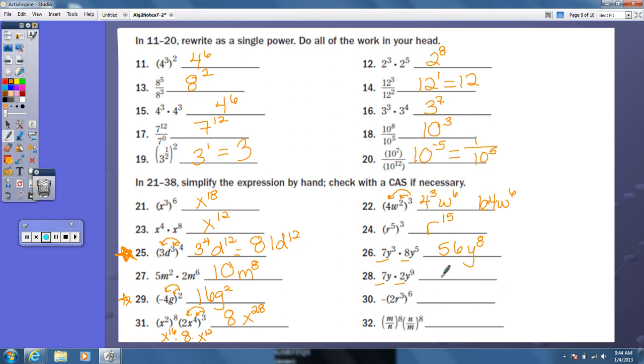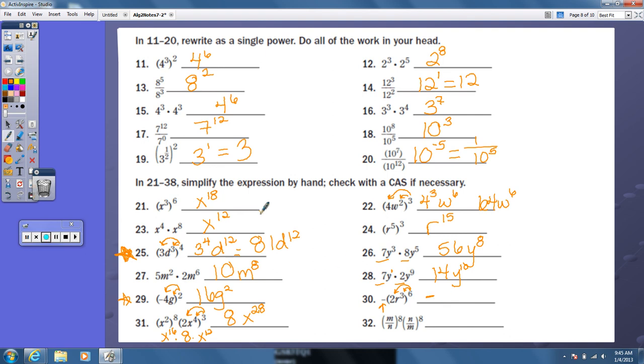7 times 2 is 14. Add the exponents. Don't forget there's a 1 up here. That's y to the 10th. This is tricky. If the negative is on the outside of the parentheses, it is not taken to this power. So 2 to the 6, r to the 18th, there will be a negative in front of it.